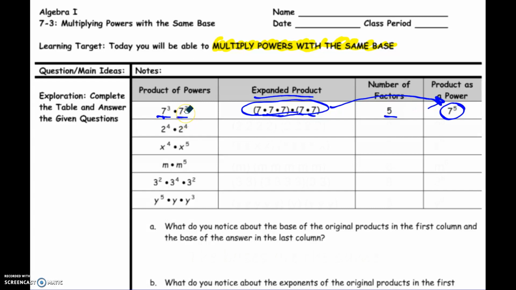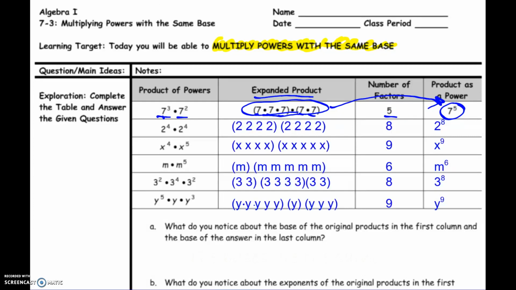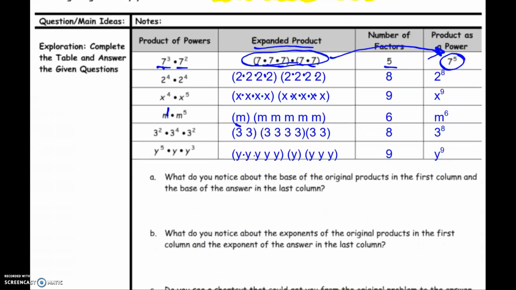So take the time right now, pause the video, write out all the answers to the next several problems by expanding them, counting the factors, and writing them as a product of power. Alright, so you should have come up with some answers that look like this. 2 times 2 times 2, 2 times 2 times 2, there's 8 of them, that's 2 to the 8th. In the problem that has the m's in it, this first m is just m, or you could also write it as m to the first power, knowing that if there is no exponent on a number, it's implied to be 1.